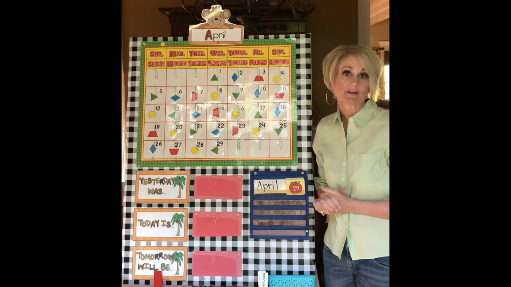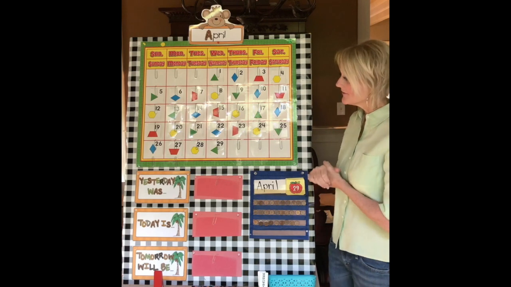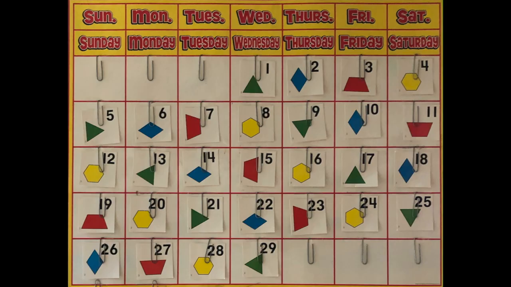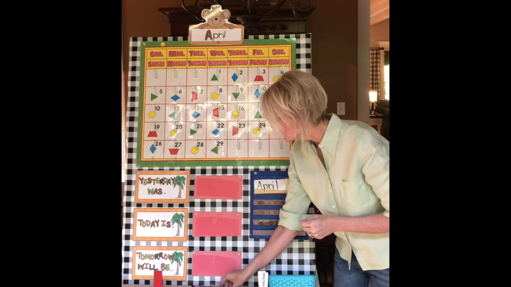To help us with learning about today, let's look at what yesterday was. So look over at your calendar and find yesterday. What was yesterday? If you're not sure, then say the days of the week until you reach what yesterday was. Sunday, Monday, Tuesday, Wednesday. Yes, yesterday was Wednesday.